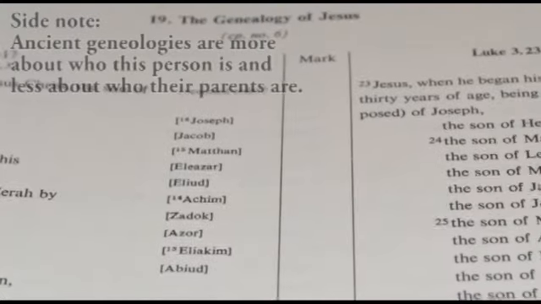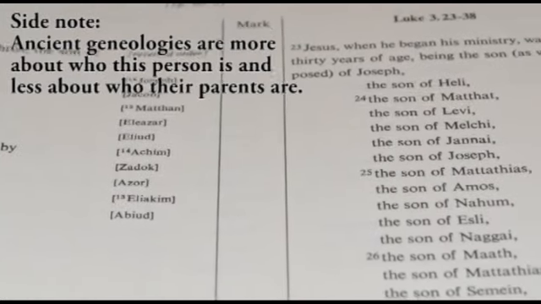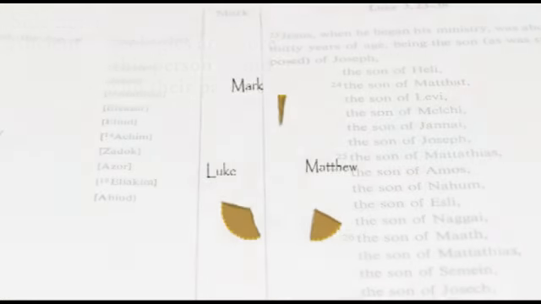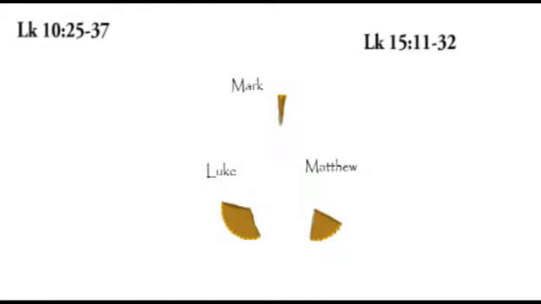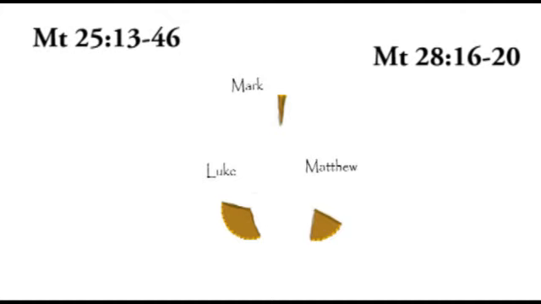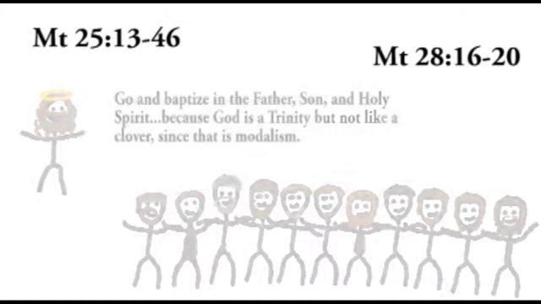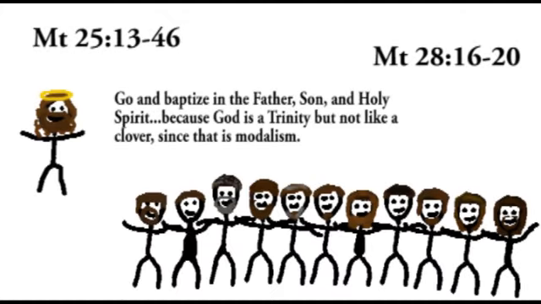These include their own infancy narratives, complete with different genealogies of Jesus. Luke has some of the more popular parables, such as the Good Samaritan and Prodigal Son, but Matthew also has his share of popular stories and sayings, including the judgment of the sheep from the goats, and the Great Commission, which has the Trinitarian baptismal formula.